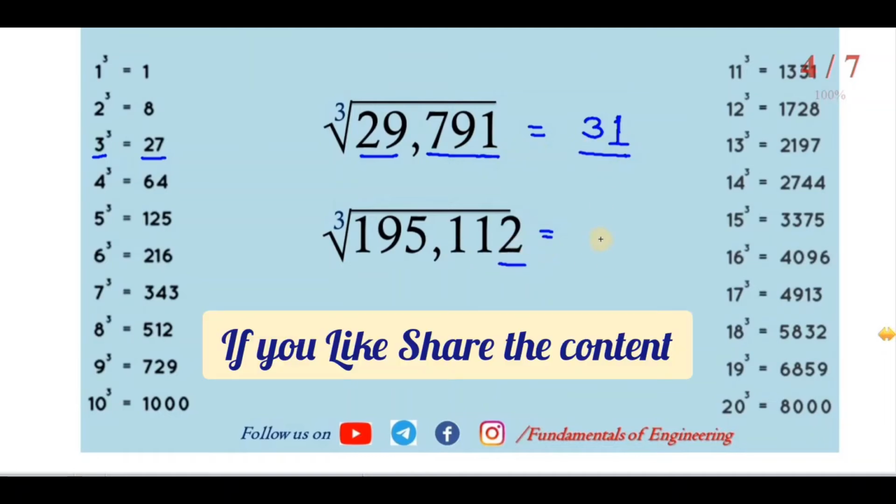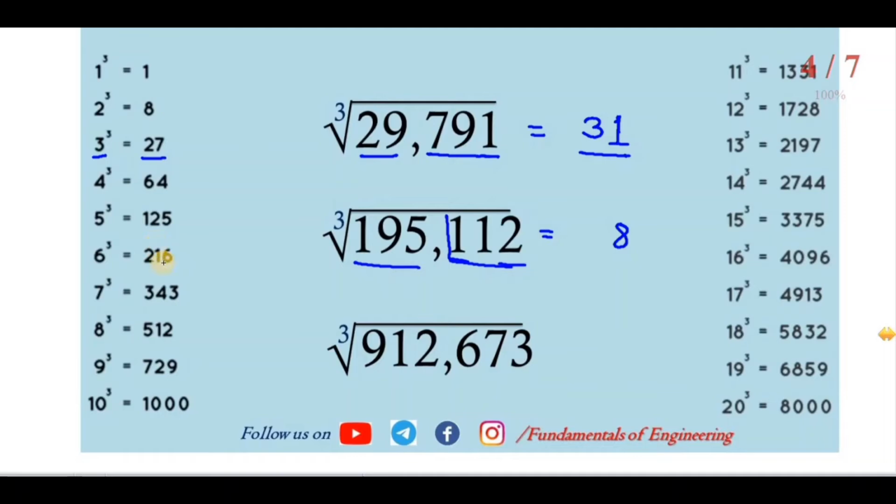Next, if 2 is there, as we have seen, you will get 8. Now don't consider these 3 numbers. Next number 195. Before this 195, which is the perfect cube? We are getting 125, which is a cube of 5. So 58. So now friends, within 2 seconds we are finding the answer. For that you have to remember these cubes 1 to 20.